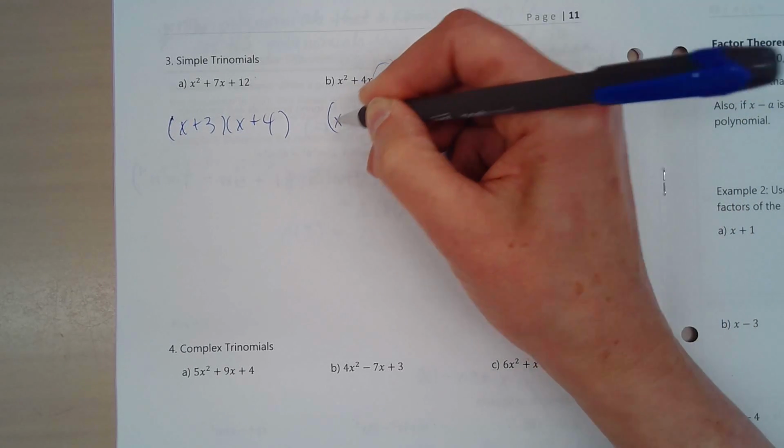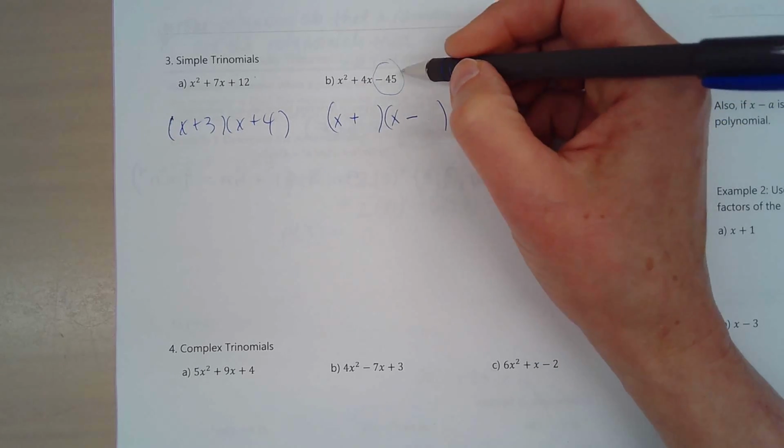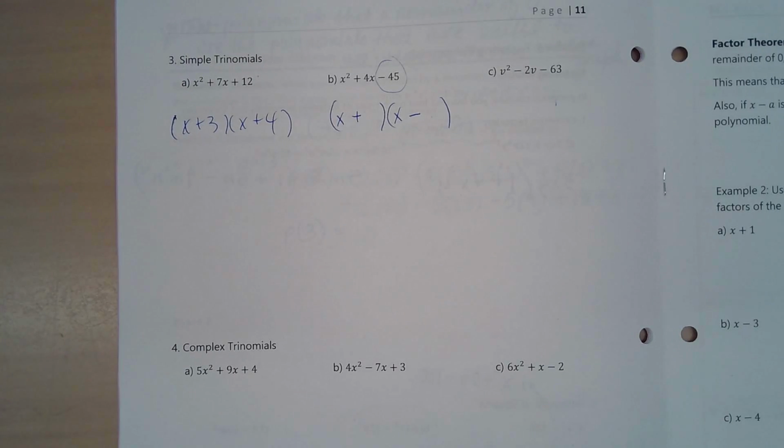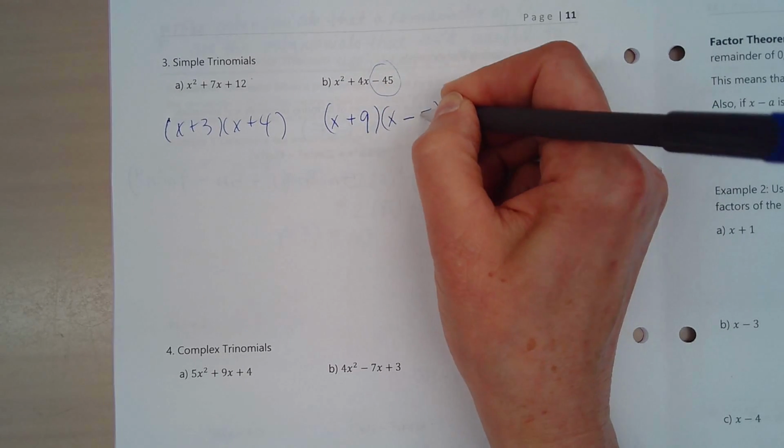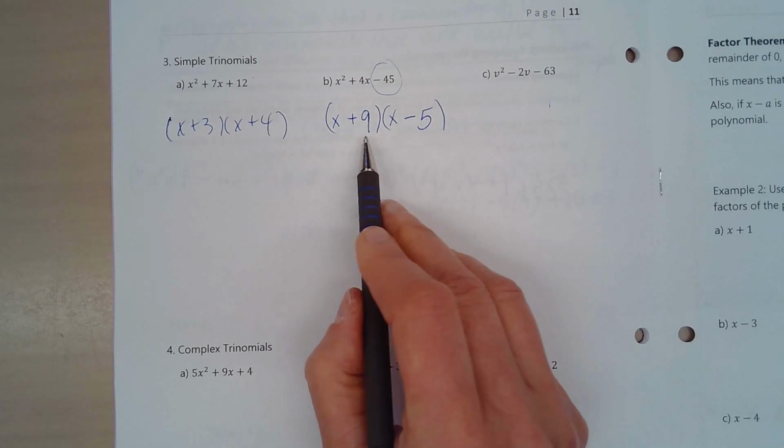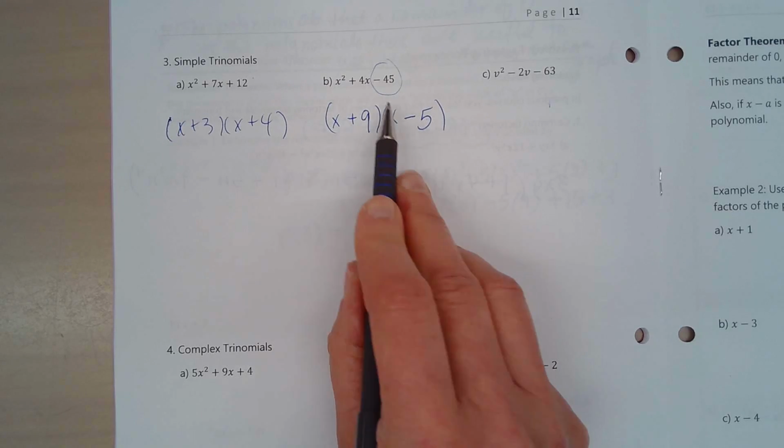Okay, so I have x's here. Numbers that multiply out to be 45, add up to be 4, it's got to be 9 and 5, right? And the 9 has to be the positive, because a positive 9 subtract 5 gives you positive 4.